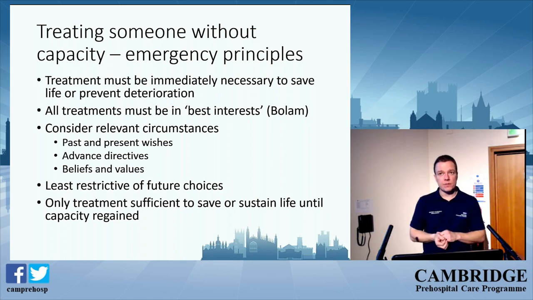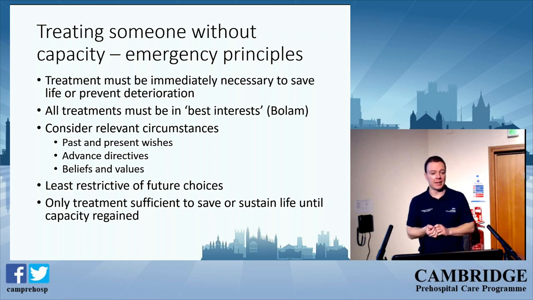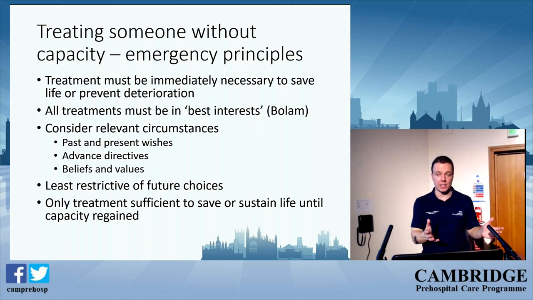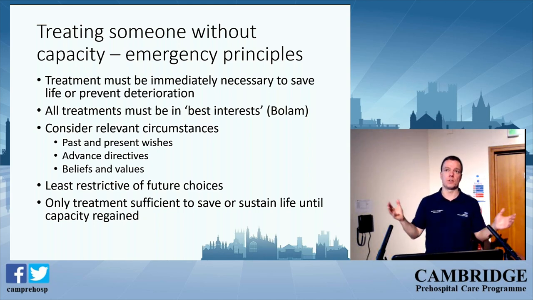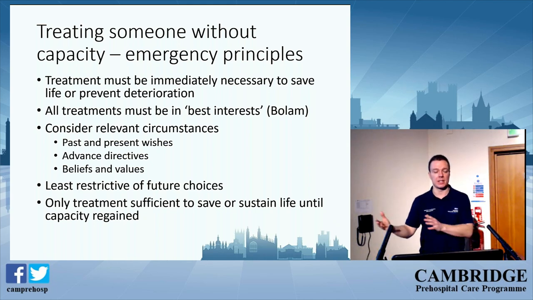I think it's useful in the context of end of life care, particularly, to think about what you know or you are told their past and present wishes were. And this includes their beliefs and values, including their religious beliefs, and any advanced directives that are in place or that you believe to be in place. It has to be the least restrictive option. So if you're going to do something to somebody, it has to be the least restrictive option.